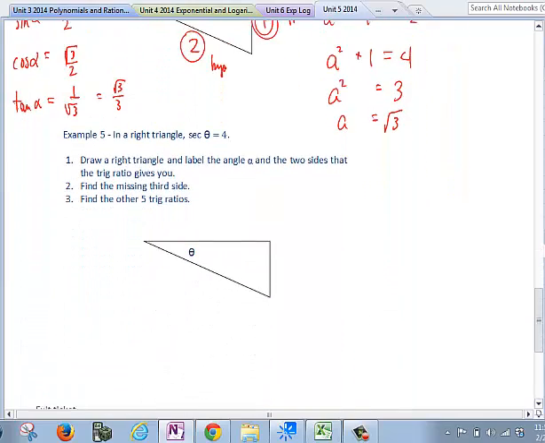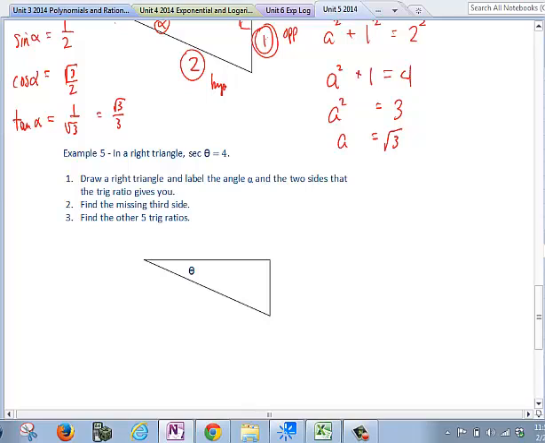The last problem is to do it with secant. Just like we did before, they ask us to draw a right triangle. They ask us to label the 2 sides that we're given and find the third, and then find the other 5 trig ratios. So, because they gave me secant of theta is equal to 4 over 1, I also know that that's related to cosine of theta is equal to 1 over 4.